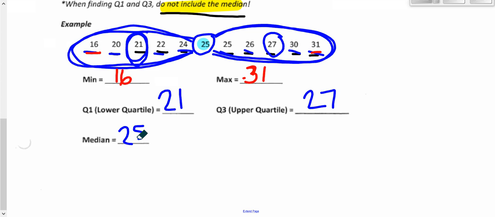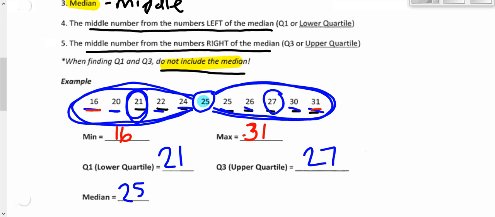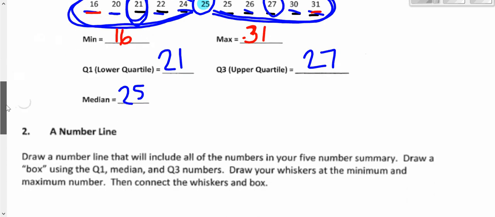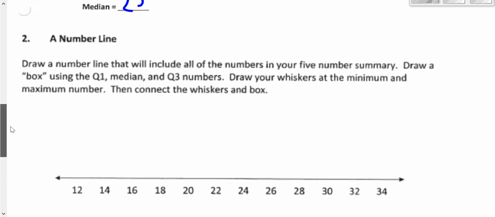When we go to draw a box and whisker plot, this is our 5-point summary. Now that we've got our 5-point summary of our data, we know the smallest, the highest, the median, and also our Q1 and Q3. We can look at our number line to create our box and whisker plot. It says draw a number line that will include all of the numbers in your 5-number summary. Luckily for us, it's already drawn. Draw a box using Q1, median, and Q3 numbers. Let's stop there and look at what that looks like. We want to use our Q1, median, and Q3.